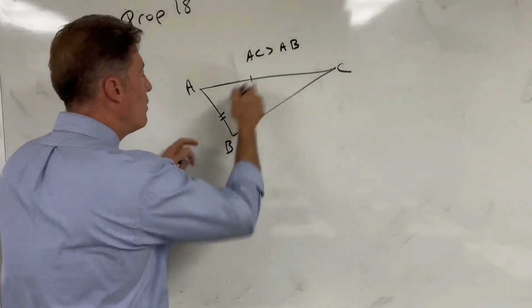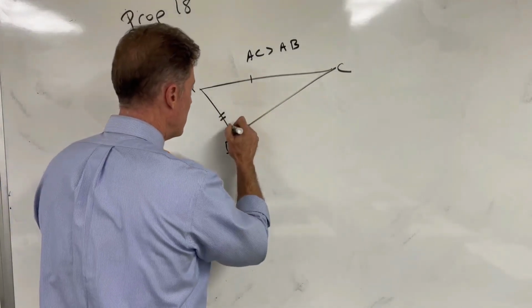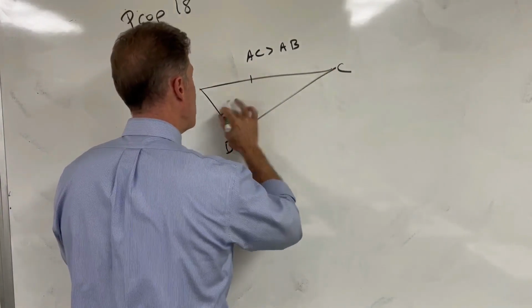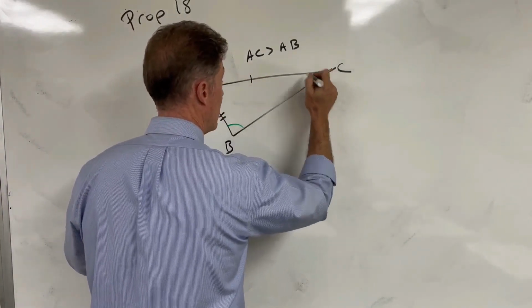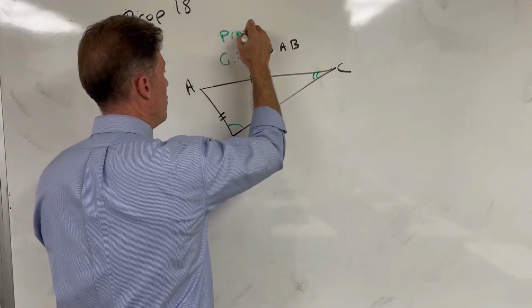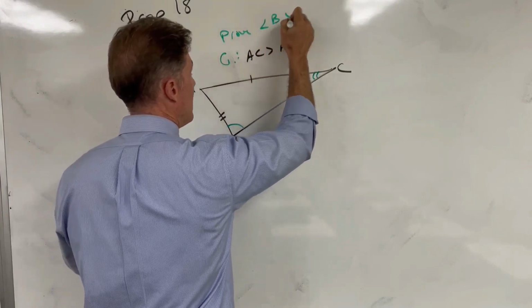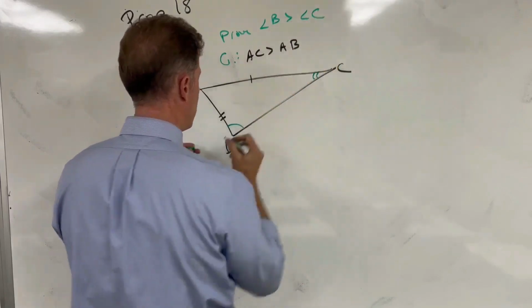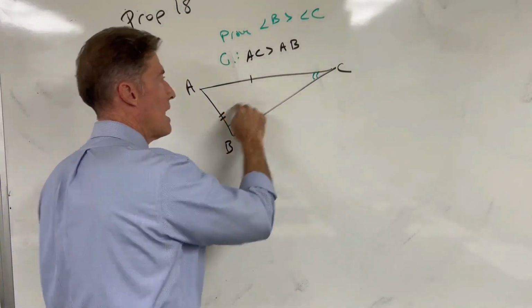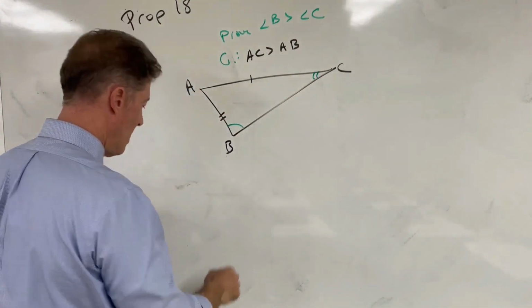that the angle that subtends the greater side, namely this angle here, the angle at B, is greater than the angle that subtends the smaller side, namely here the angle at C. So here's our given, and we're going to prove that the angle at B is greater than the angle at C, that the greater side subtends the greater angle, and the lesser side subtends the lesser angle.